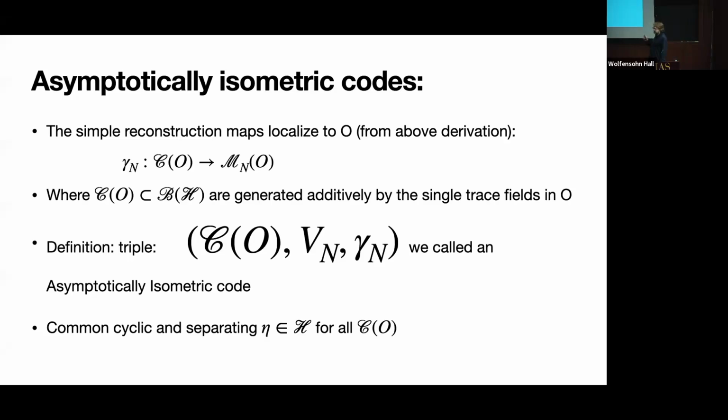So the three things that I've defined for you eventually define what we call an asymptotically isometric code. There is this algebraic quantum field theory net of von Neumann algebras that acts in the bulk Hilbert space, this encoding map, and these simple reconstruction maps. We're also going to assume the existence of a common cyclic and separating vector in this Hilbert space. This is a very natural assumption.